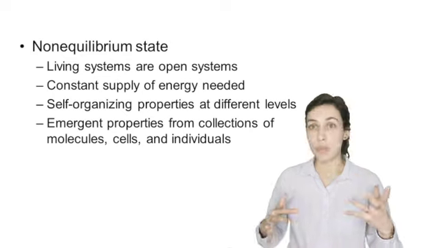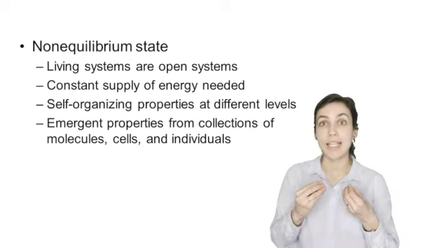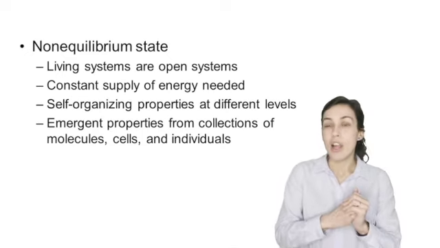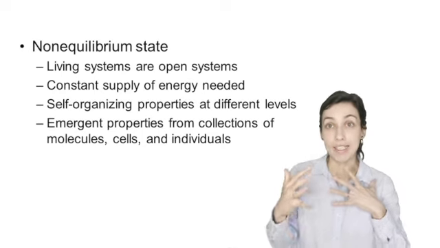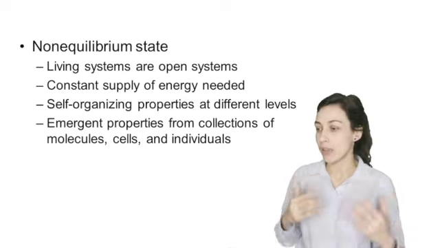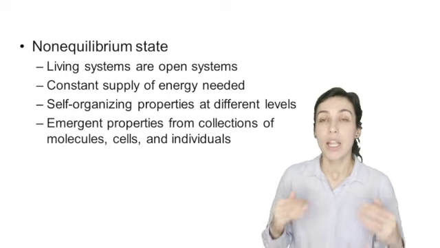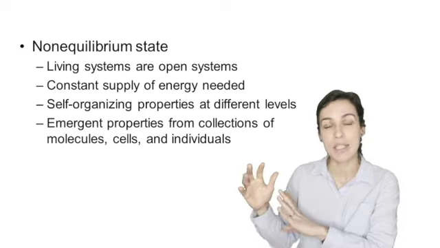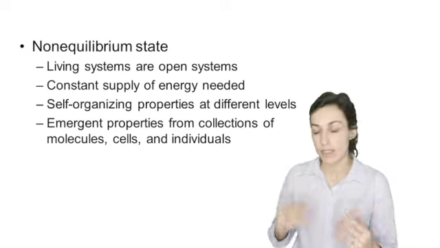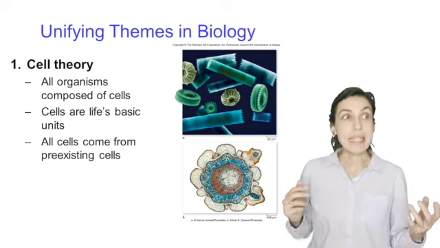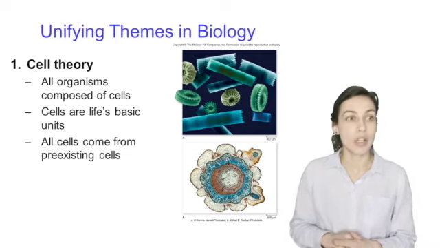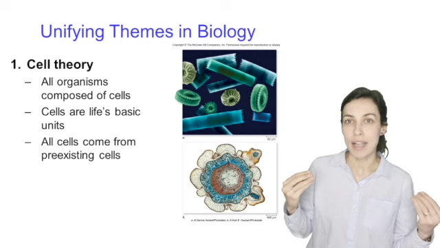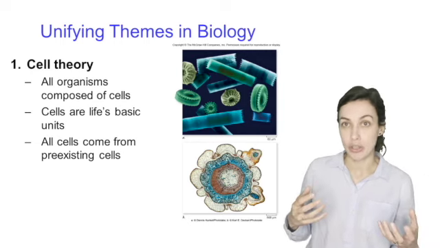All living systems are open systems. We're continually taking in energy from the outside in order to maintain life. We are self-organizing. We, as in living organisms, are self-organizing at different levels. And as we talked about, various different levels of organization, from just atoms to molecules to cells, have different characteristics. So there are a few unifying themes in biology that we've discussed in this chapter, and we will continue to bring them up as a side aspect of many future lectures.